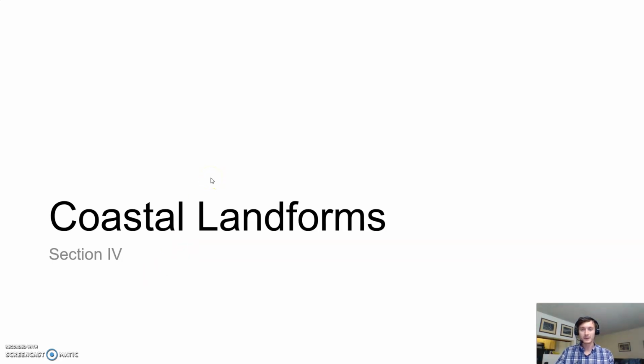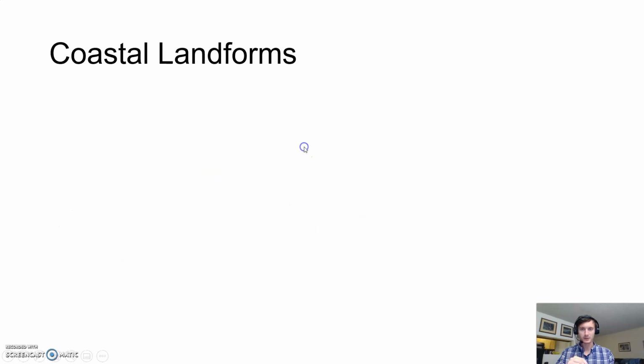This is going to be our final section here, putting it all together into coastal landforms. So things like waves and tides all come together, right, in order to shape the coastlines. You can see how this works.